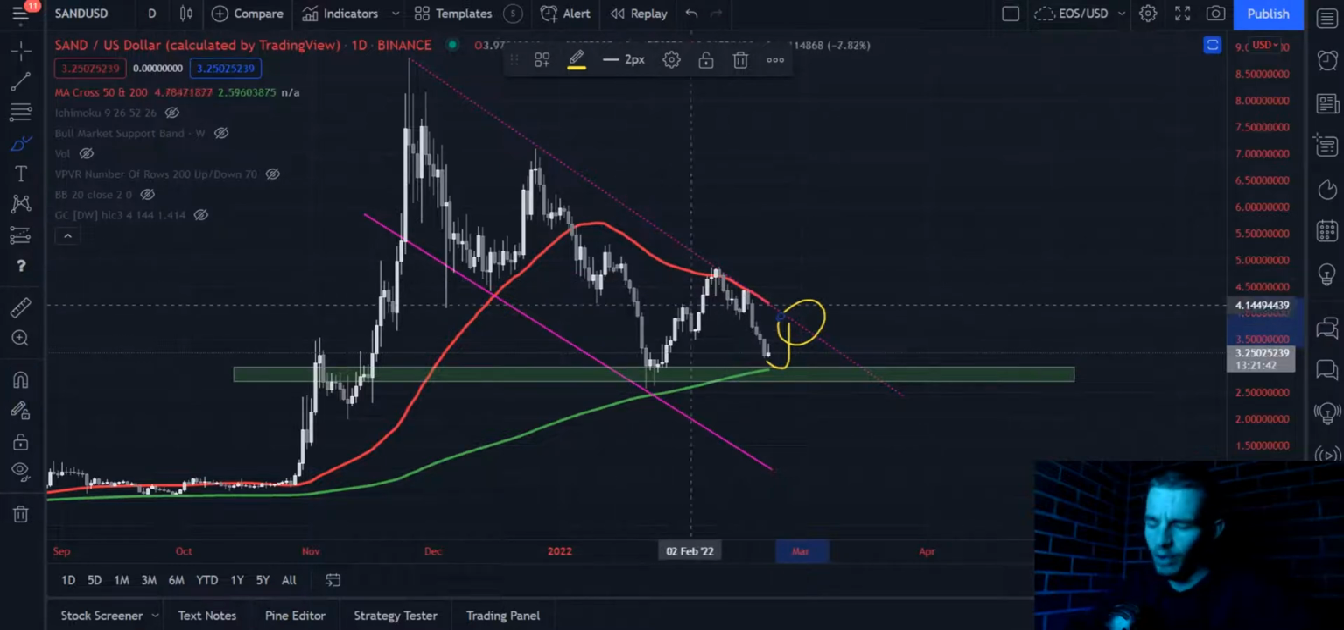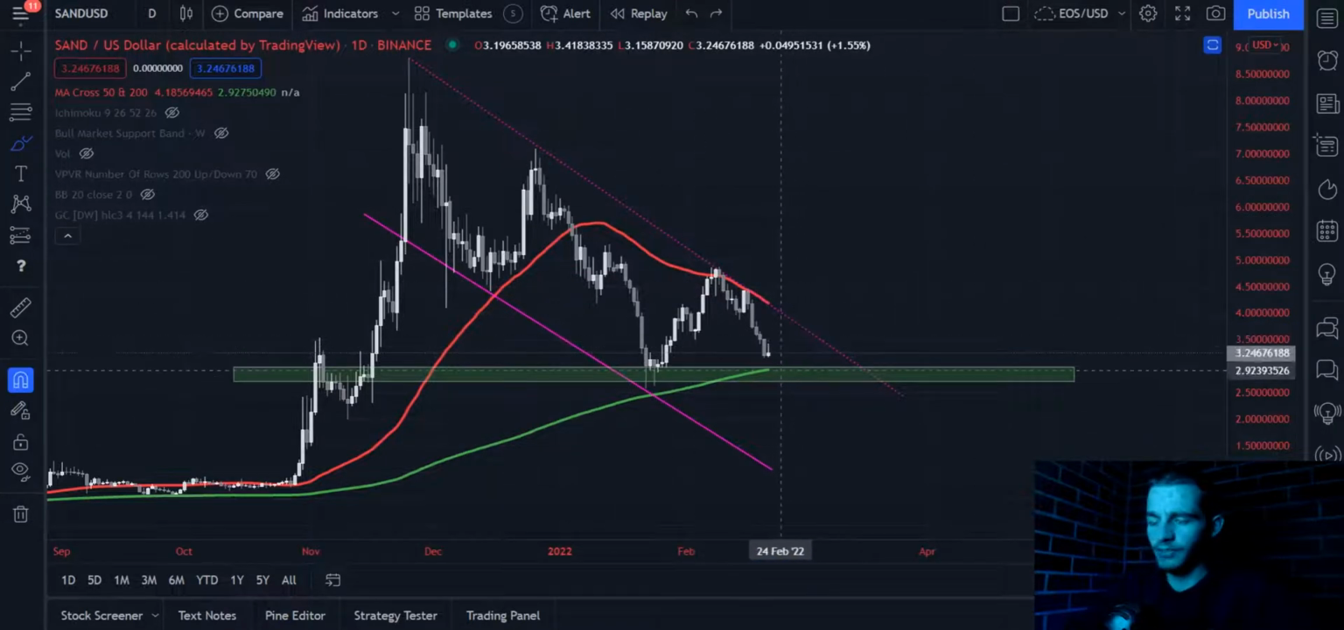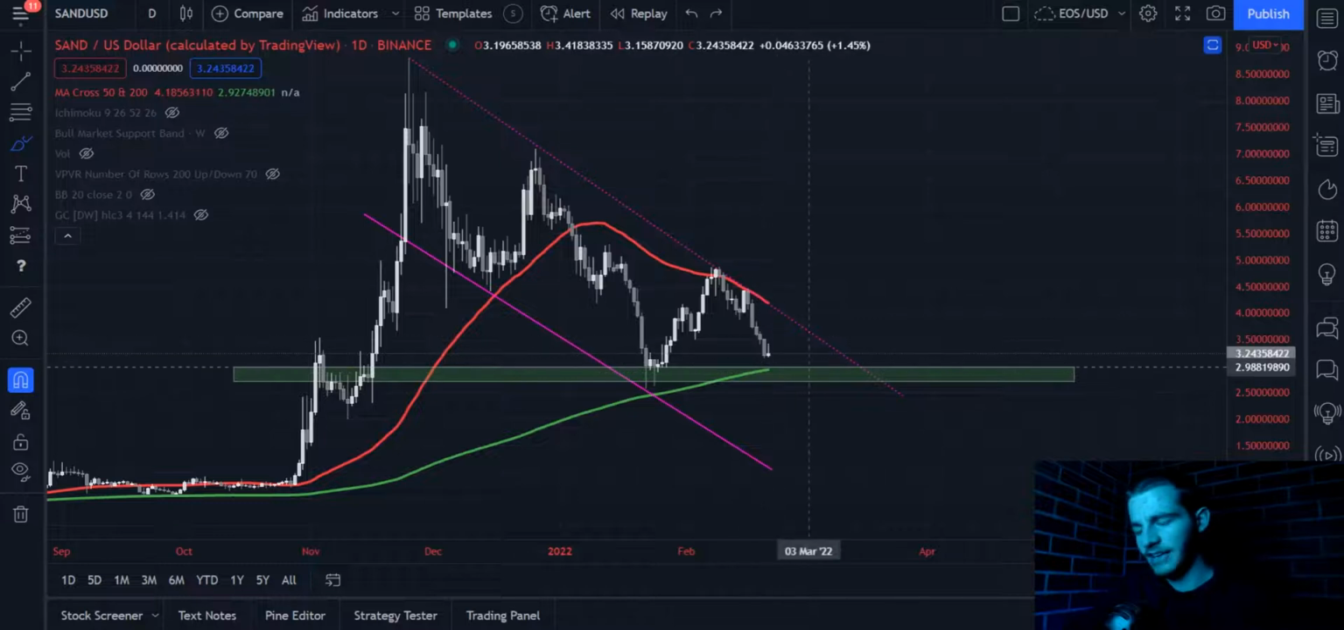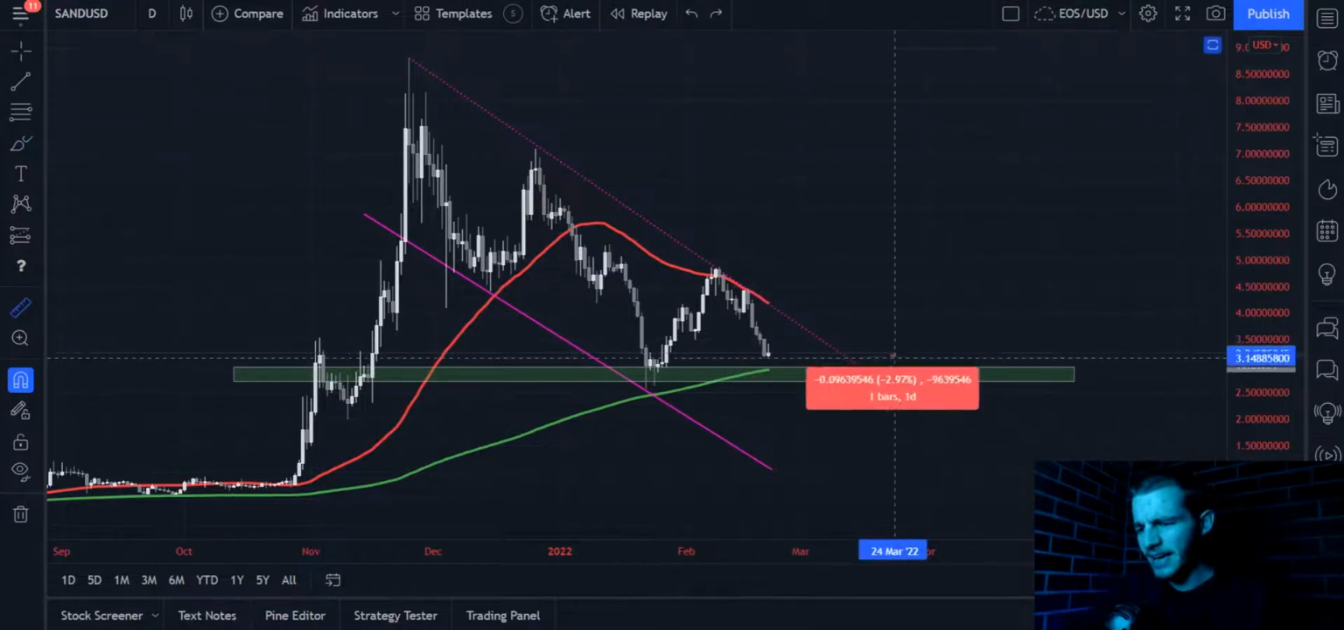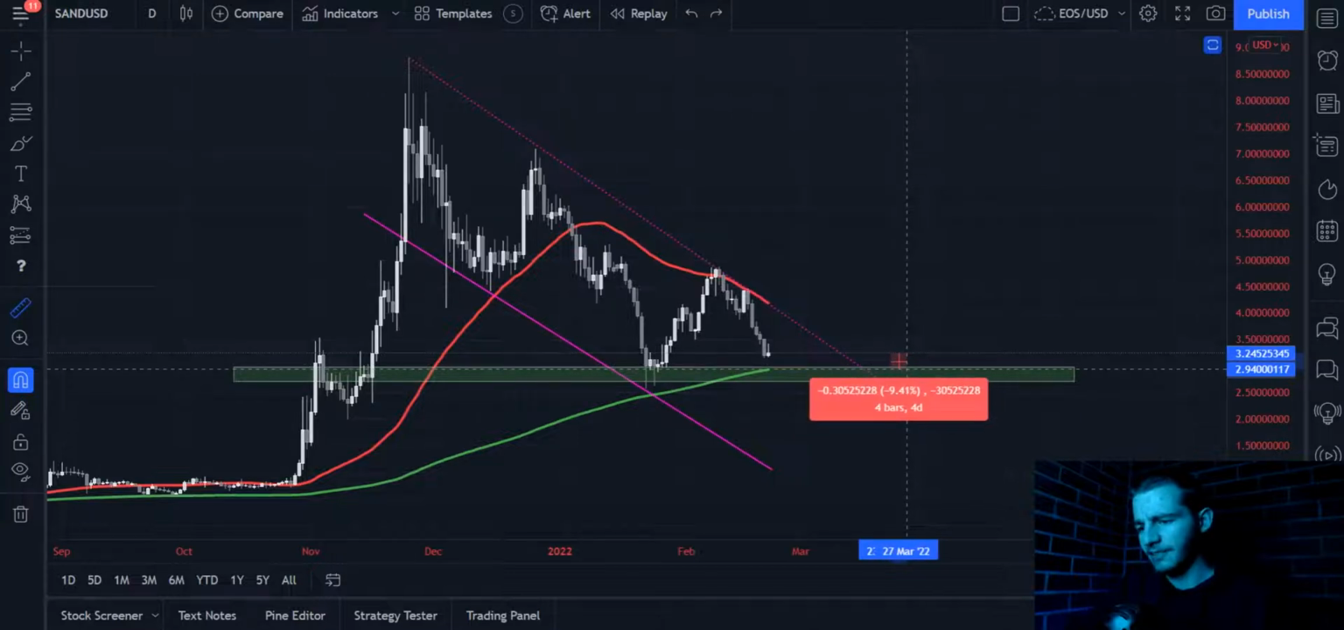Now, the reason why I'm not willing to buy into this right now is because it's not actually at my buying zone yet, right? My buying zone is about 15% away. My buying zone is at the 200-day SMA, which is this green line here, or anywhere within that green box.